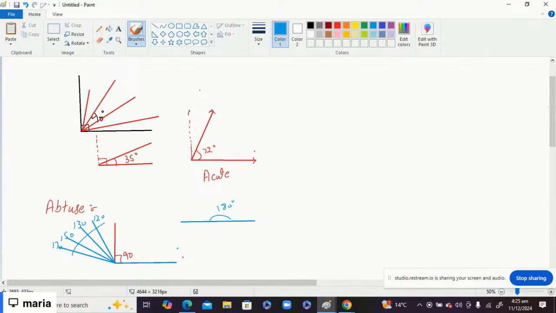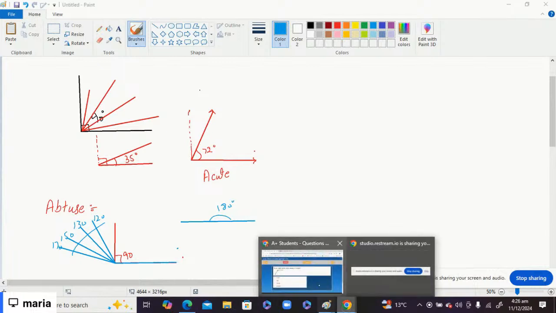For obtuse, it's greater than 90. I already drew it. It's 120, 130, 150, and 170. So these are all the obtuse angles. And the acute angles are all less than 90. For the straight angle, this is a 180-degree angle, and for the right angle, this is a 90-degree angle. These are the four angles we discussed: acute, obtuse, right angle, and straight angle. Now let's go to the next lesson.